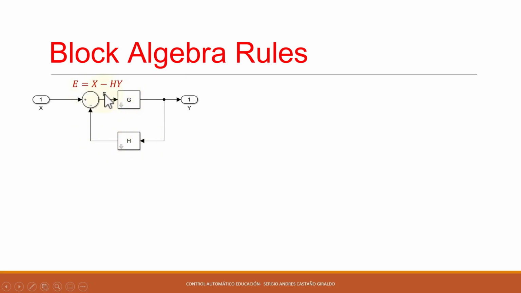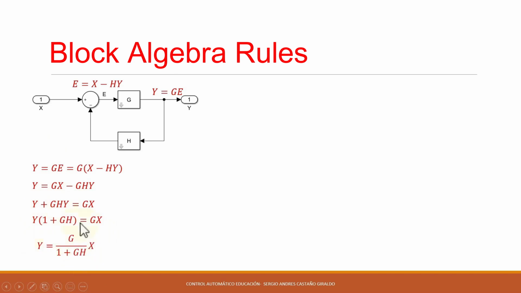Now, looking at g, the signal E is entering it. So at the output of this block g, we have our signal y, which is simply y equals g times the error signal. With this, and substituting the error here, we have y equals g times x minus h times y. If we apply the distributive property, we'll get y equals gx minus gh times y. Here we have a y, and here we have another y. Let's take this term that's being subtracted and move it to the other side of the equation with the opposite sign, meaning it's added. So it becomes y plus g times h times y equals gx. Now we factor out y, so we get 1 plus gh times y equals gx. We simply move 1 plus gh to the other side of the equation by dividing. Having done that, we now know the value of the output y in relation to the input x.